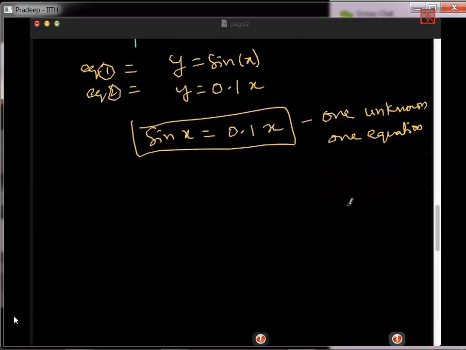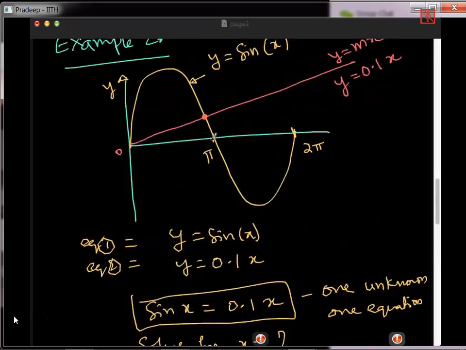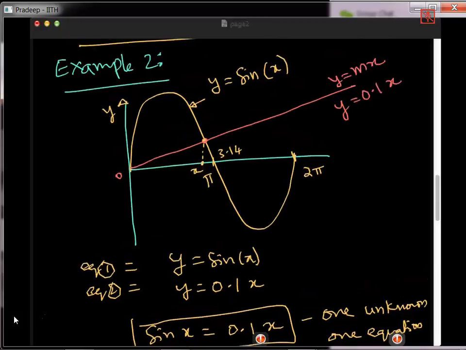So how do you solve? Solve for x. Intuitively I know, if you look at the plot, this pi means 3.14, so this point will be slightly less than 3. Okay, so slightly less than 3 is this point. This is what I want to solve. This is my unknown value x. So did you understand this question?